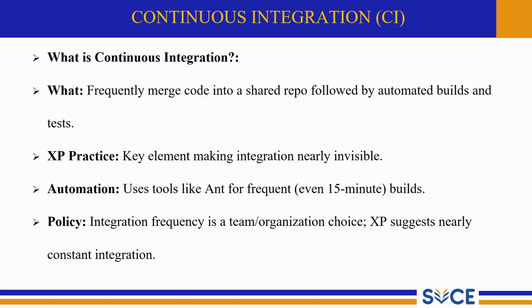Policy: integration frequency is a team organization choice. Extreme programming suggests nearly constant integration. Teams can decide how often they integrate, but extreme programming recommends integrating as often as possible, even after every small task. This reduces integration conflicts and ensures stable software at all times. So continuous integration improves team collaboration, catches bugs early and keeps the software always in a working state.